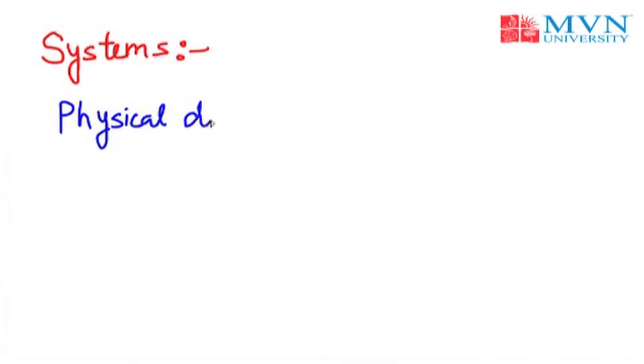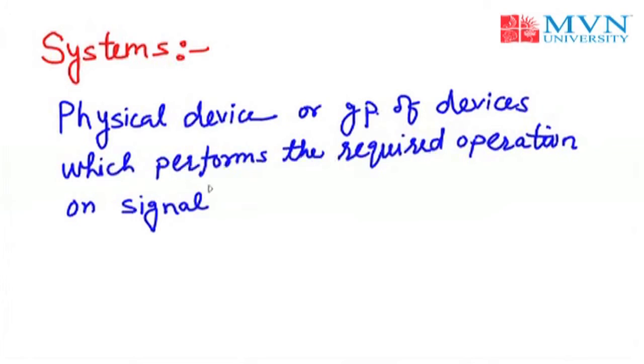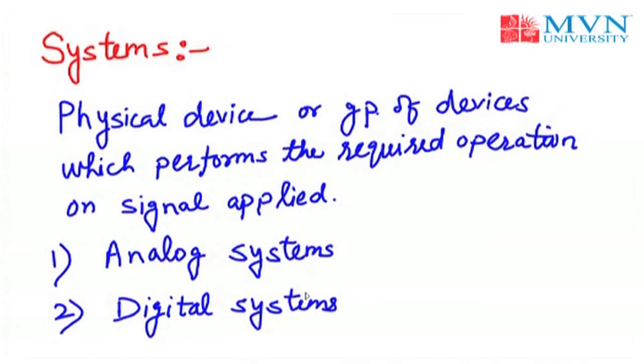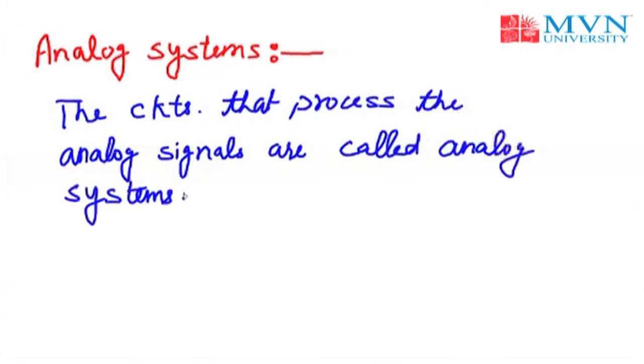Till now we have studied signals. Now we will discuss systems. A system is defined as a physical device or group of devices which performs the required operation on the signal applied. There are two types of systems. First one is analog systems and another one is digital systems. Now we will discuss analog systems. The circuits that process analog signals are called analog systems. What it means is that for an analog system, input will be analog and output will also be analog.